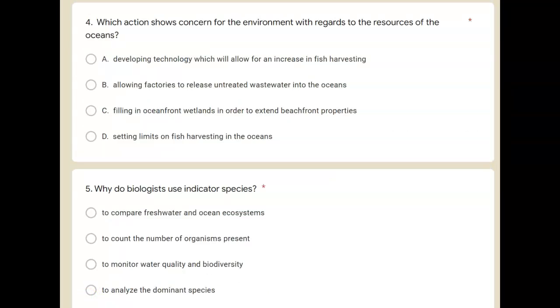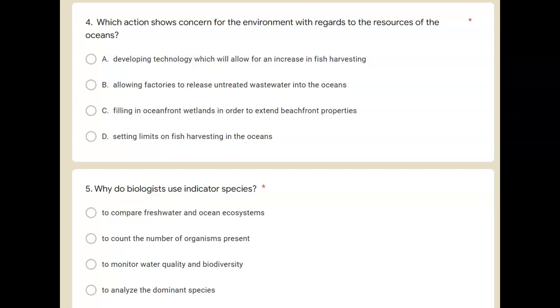Number 4. Which action shows concern for the environment with regards to the resources of the oceans? A. Developing technology which will allow for an increase in fish harvesting. B. Allowing factories to release untreated wastewater into the oceans. C. Filling in oceanfront wetlands in order to extend beachfront properties. Or D. Setting limits on fish harvesting in the oceans.